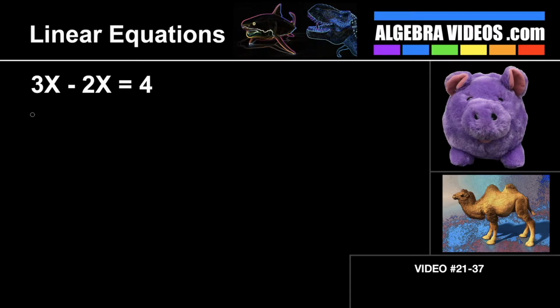3x minus 2x equals 4. How do we solve a problem like this? Well, first thing we do is we ignore the big scary words.